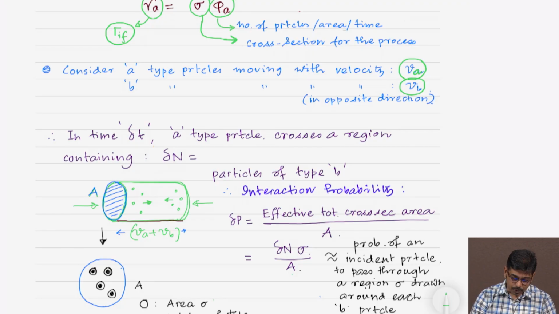Then I say, okay, because the relative velocity is V A plus V B, the length that it covers is V A plus V B into t. If you look at this figure, this cross section is, suppose, A. Okay? Let me define it as A. So, therefore, how many delta n are you going to expect?